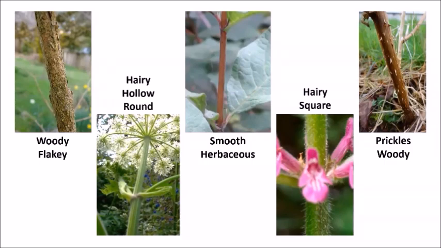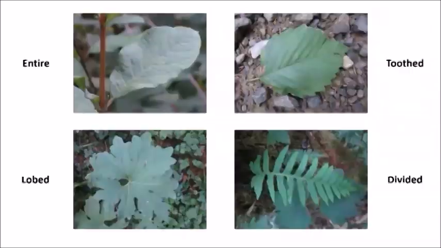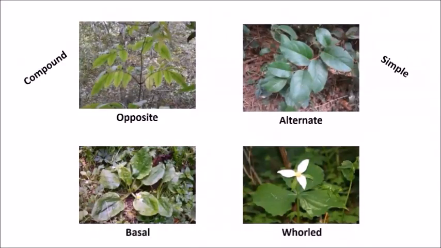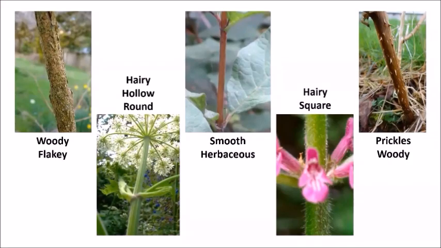Bud arrangement. This is similar to this slide here where we're talking about opposite and alternate. So you look at the bud arrangement or the branching pattern of the stem. Texture. This one on the left is woody, and the wood's kind of flaking off a bit.